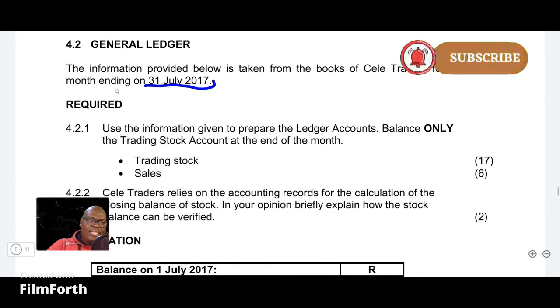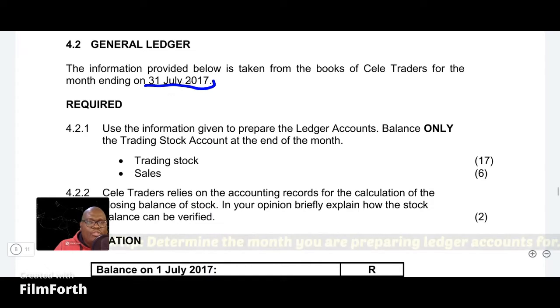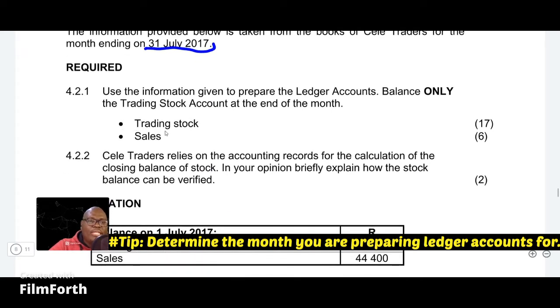So the first thing that you need to know is that you need to check specific information: the period, which period am I preparing my ledger accounts for. Here they're saying that the information that we're given is taken from the books of the traders for the month ending 31 July 2017, meaning that the focus in this lesson will be on the month of July. So we'll be using the information from transactions that took place in July to prepare the ledger accounts using the information that is captured from the subsidiary books. And then we'll only be focusing on the trading stock account.